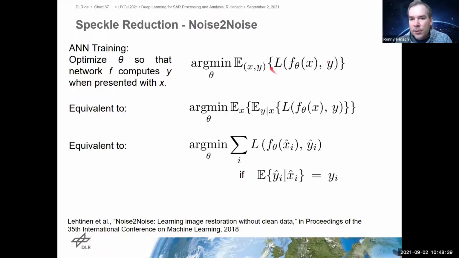And then you have a loss function L that is computing the loss of the network output with respect to the target image, averaging over all the training samples that you have, and then trying to optimize for the network parameters. So this is what the network training is doing. What they recognize is that you actually can split this term into these two averages. First the expectation over possible target images given your input image, and then you average over all the input images you have. So those two things are equivalent.